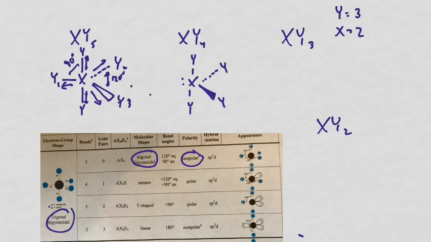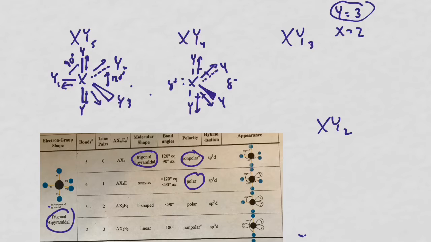Now in this case, what you can see is this one here and this one here will still cancel each other out, but these two don't. This one is pulling towards the back of the room, this one is pulling towards the front of the room, and they don't cancel each other. Now if Y has the higher electronegativity, then this side is going to be partial negative and partial positive. And this is why when you have a seesaw, you end up with a polar molecule. All right.